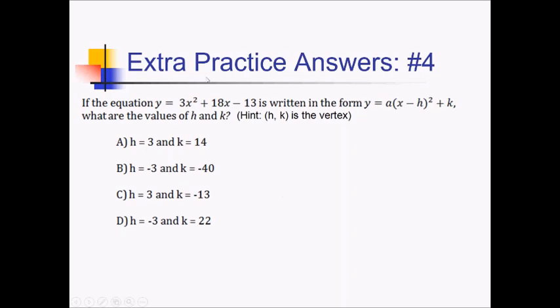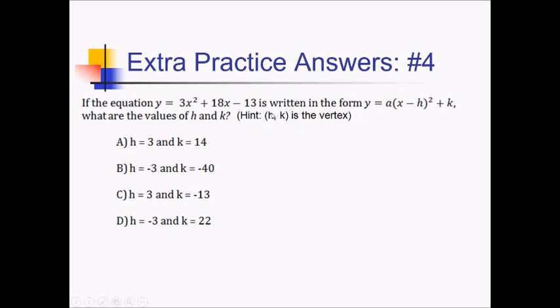For this problem, they're saying if this equation here is written in the form y equals a parentheses x minus h squared plus k, what are the values of h and k? Now, I gave you a hint on this one that h comma k is the vertex. So basically, this is this special vertex form that you would get by completing the square on this. But you don't actually have to do all the work of putting this equation in this form to figure out h and k.